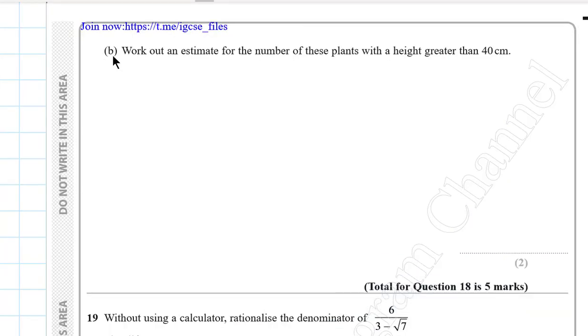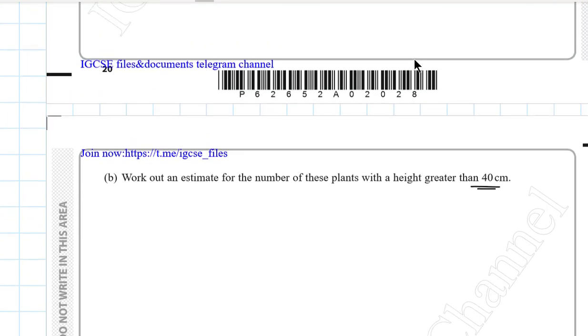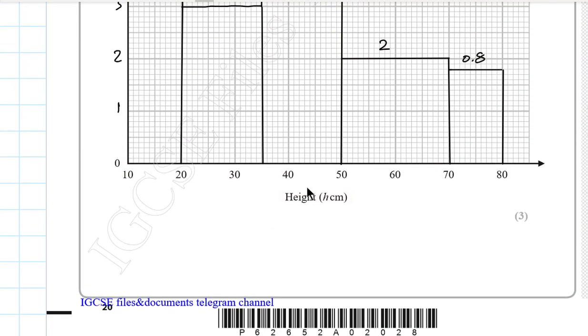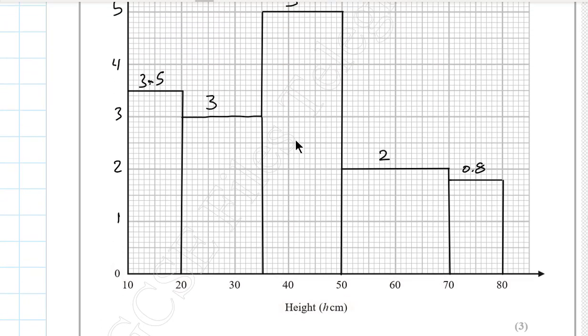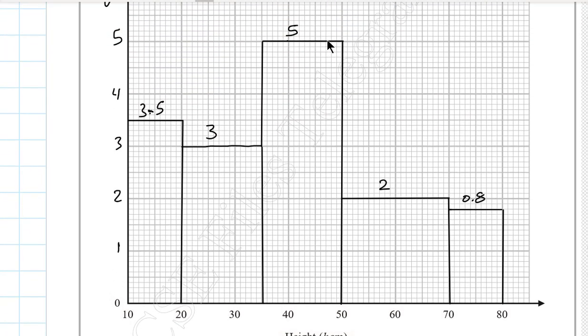Okay, B, work out an estimate for the number of these plants with a height greater than 40 centimeters. Okay, greater than 40, which means this part here, greater than 40.